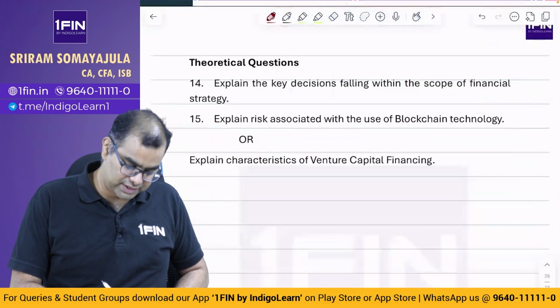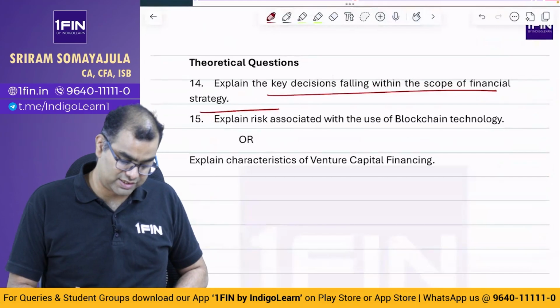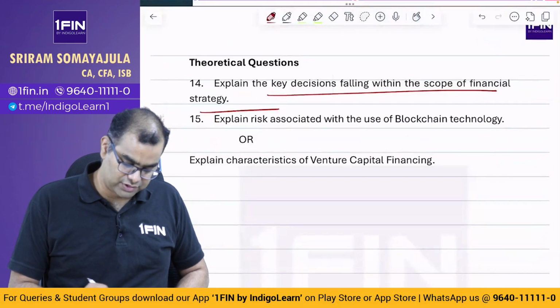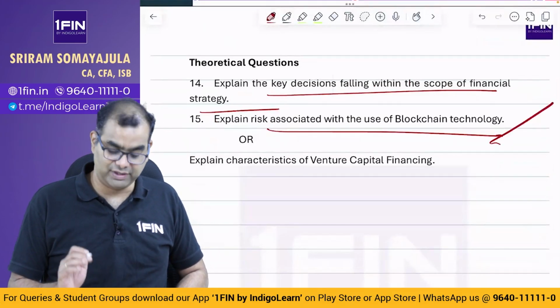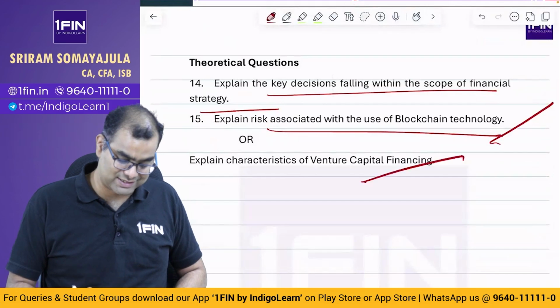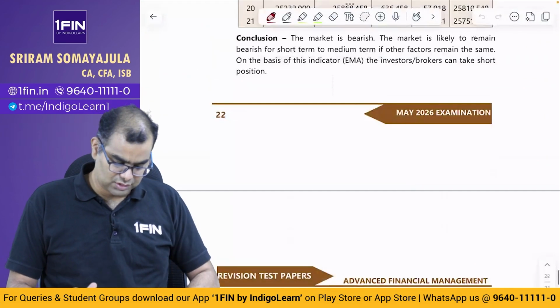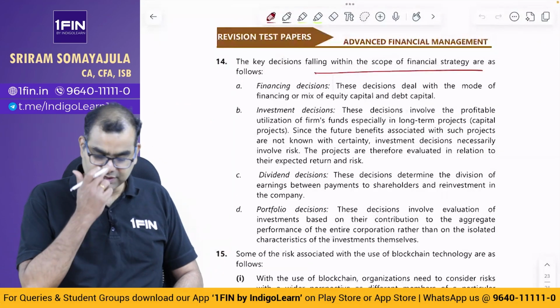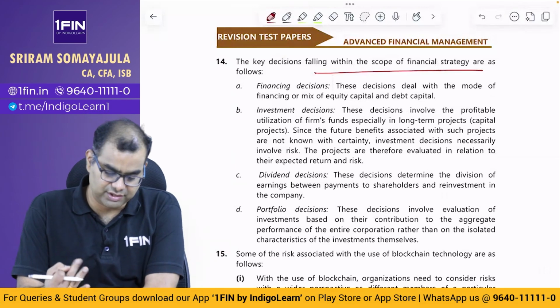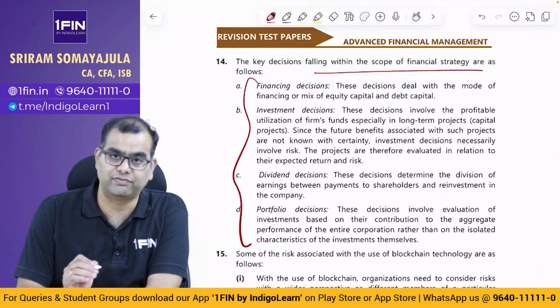Okay, next, explain key decisions falling within the scope of financial strategy. Explain risks associated with the use of blockchain. This I've been telling you very clearly, very important. Explain the characteristics of venture capital financing. Key decisions falling within the scope of financial strategy: financing decision, investment decision, dividend decision, portfolio decision. You have to answer about all four.